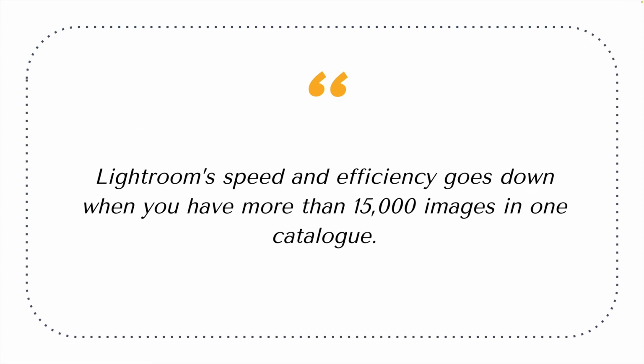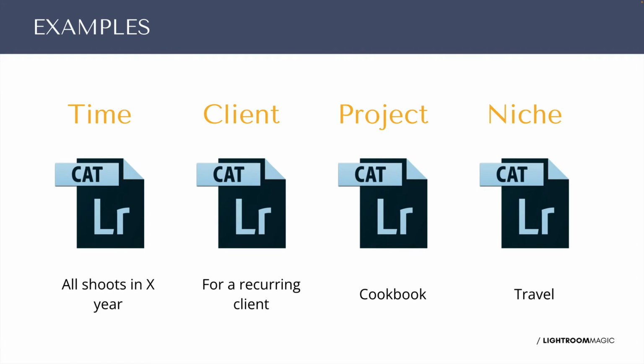Now, I want to share with you that Lightroom speed and efficiency goes down when you have more than 15,000 images in a catalog. It's true. And if your Lightroom's really slow and you have a lot of images in it, it's just going to get slower. So I am going to encourage you to set up multiple catalogs, and that's what we're going to do in our next task.